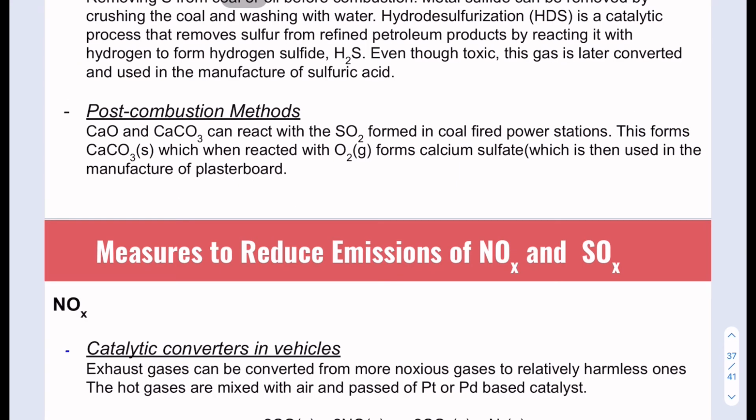In the post-combustion method, one way that can be employed is reacting the sulfur dioxide that has been formed. That's why it's called the post-combustion method.